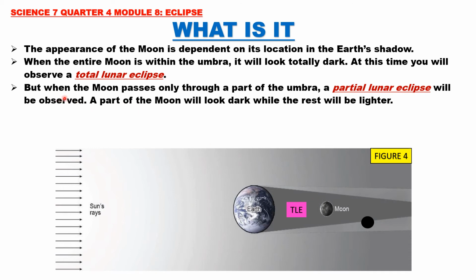But when the moon passes only through a part of the umbra, a partial lunar eclipse will be observed. A part of the moon will look dark while the rest will be lighter. So if the moon goes only through a part of the umbra and some parts of the penumbra, then at this point, you will be able to witness a partial lunar eclipse.